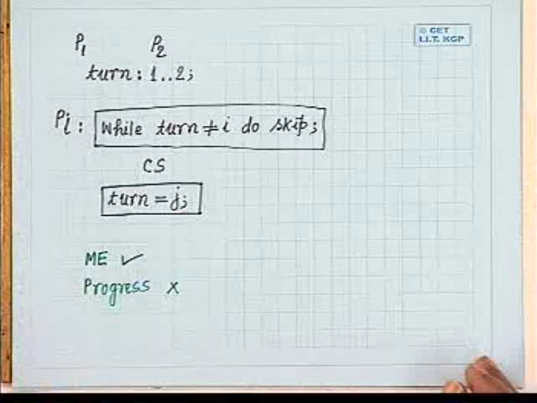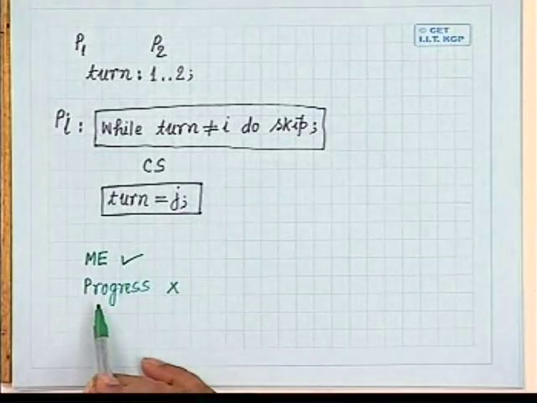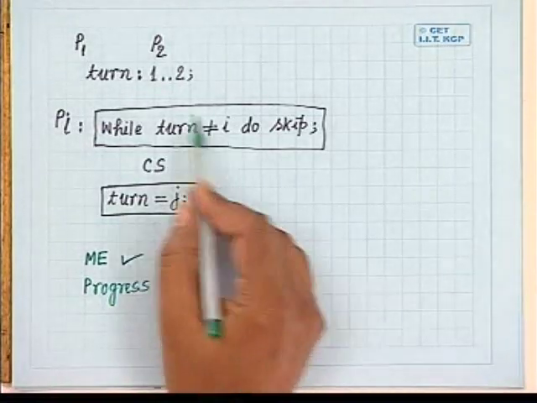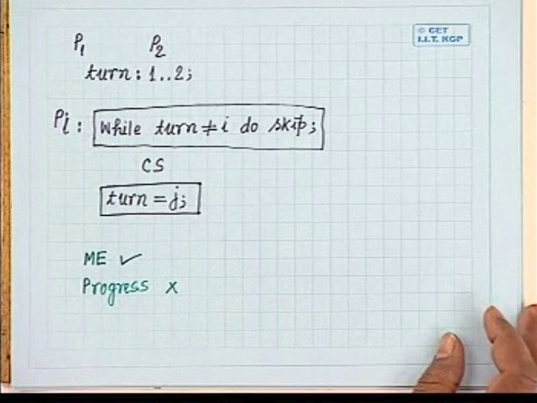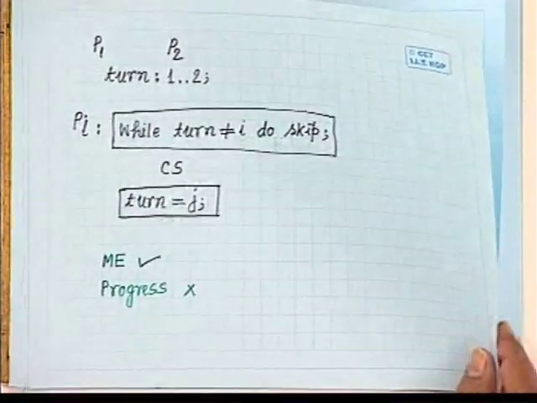Okay? So obviously, though it appears to be a very simple solution, it meets only one requirement, that is mutual exclusion. It does not meet the second requirement, which is progress. So it cannot be a desired solution for this critical region problem. Okay.